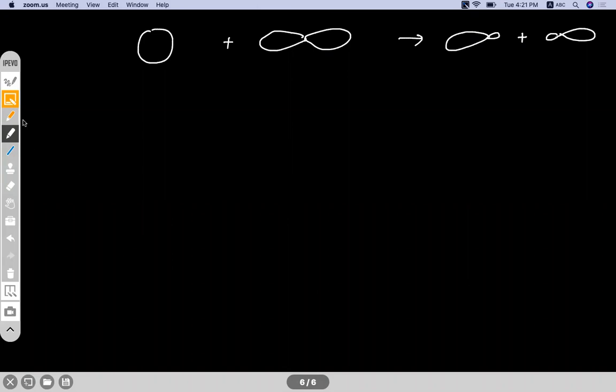Pentagonal bipyramidal, if you ask me, it is sp3d3. The geometry is pentagonal bipyramidal. Not very important, but you'll get there. This is sp3d3.